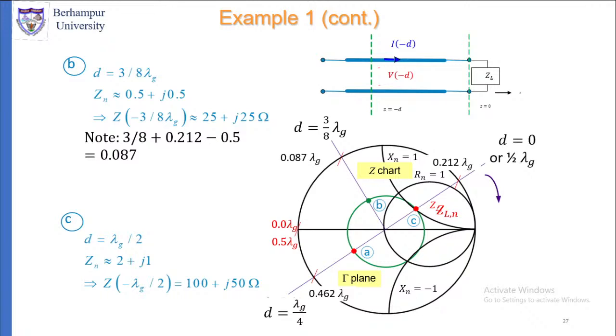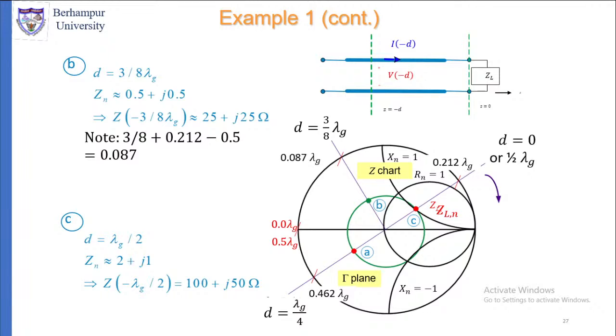Then the last one is very simple, lambda g by 2. As I told you, it repeats every lambda g by 2, so there is no point. You start at ZLN, make one complete circle, and you reach ZLN, so there is no change in the impedance. After one lambda g by 2, it will be 100 plus J50. So this is one example. We will see the second example.